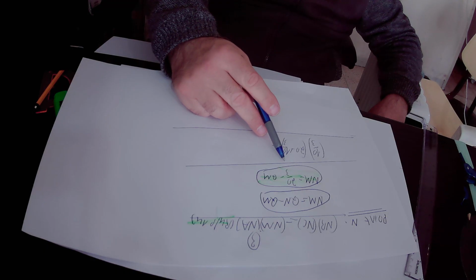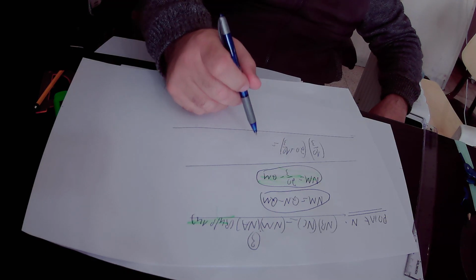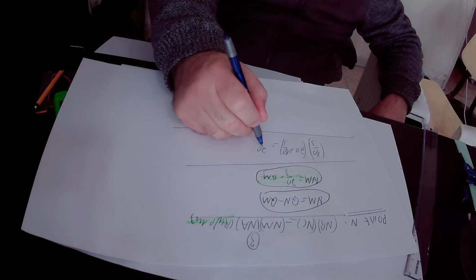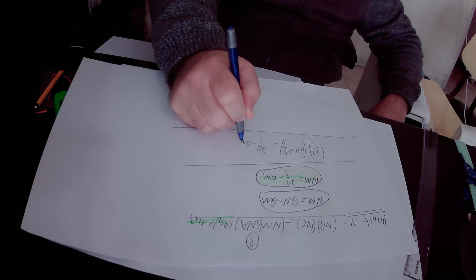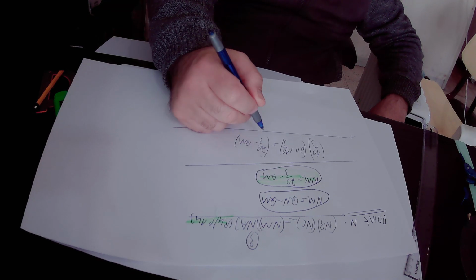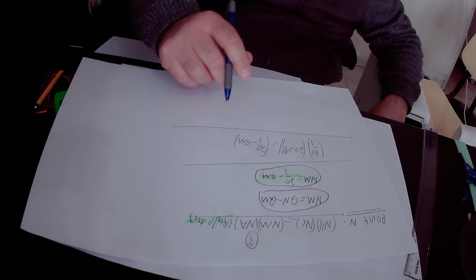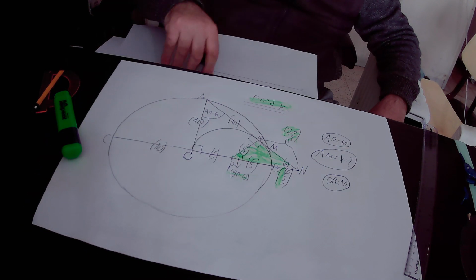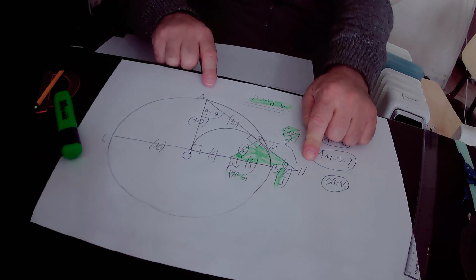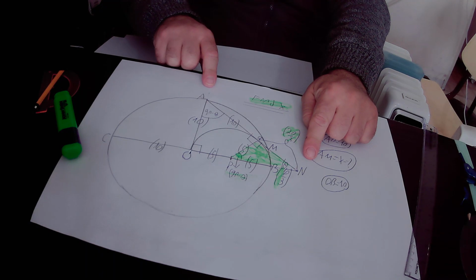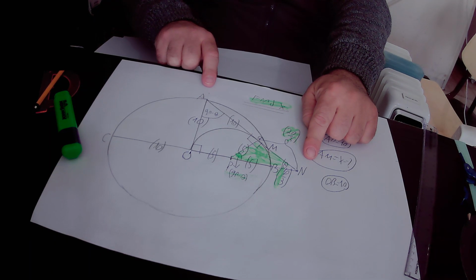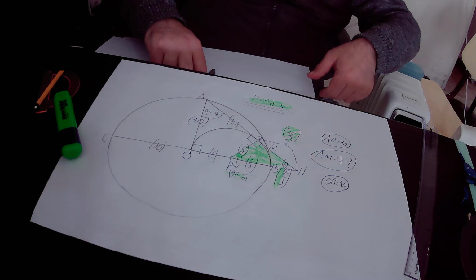NM, as we just found out, equals 20 over 3 minus QM, times NA. What is the length of line segment NA? NA is AN, so AN equals AQ plus QN. That is to say, AN equals AQ, that is 10, plus QN, that is 20 over 3. So in total, AN equals 10 plus 20 over 3.